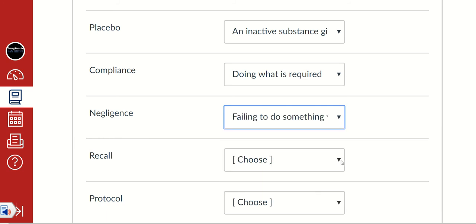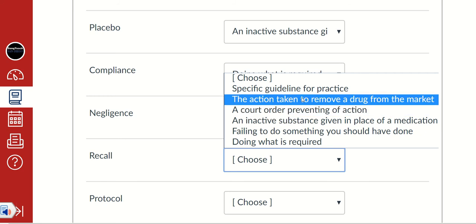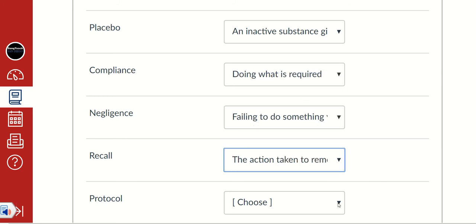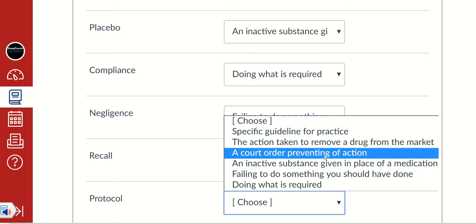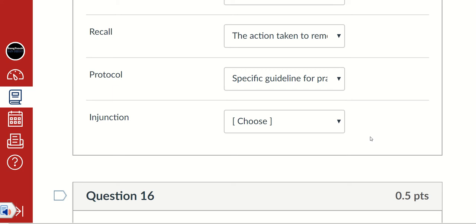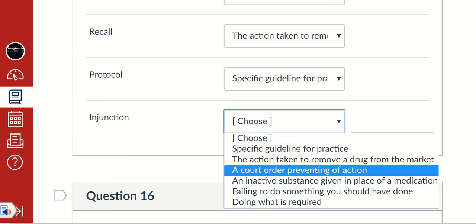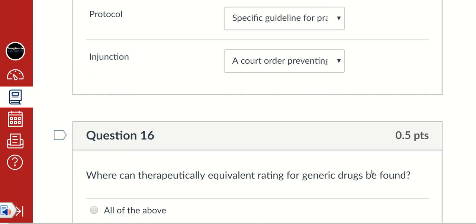What is a recall? Drug needs to go back. So action taken to remove a drug from the market. Protocol is the specific guideline. All right. Injunction. Court order. Lastly, injunction is the court order to prevent an action. All right, we're out here.